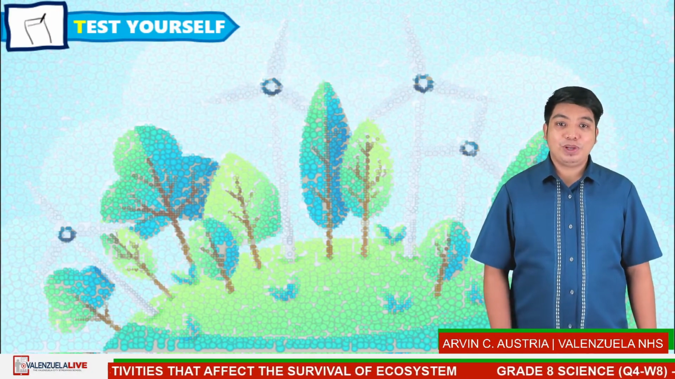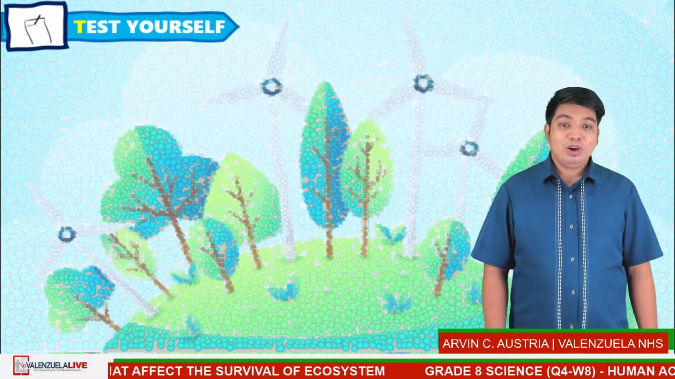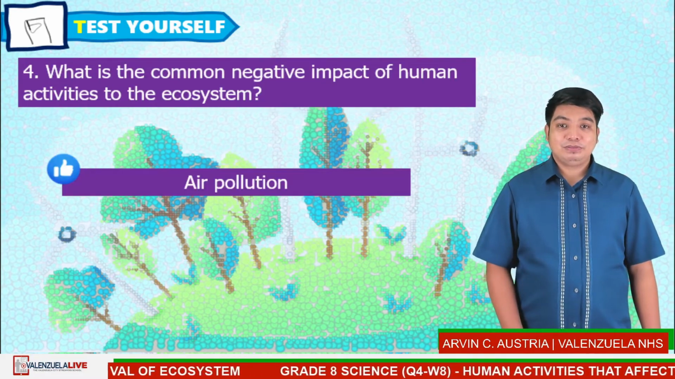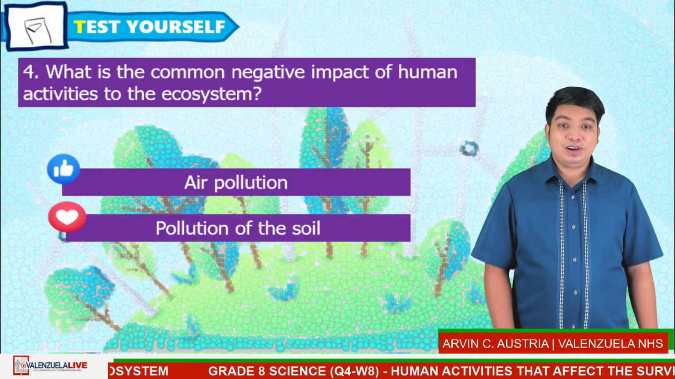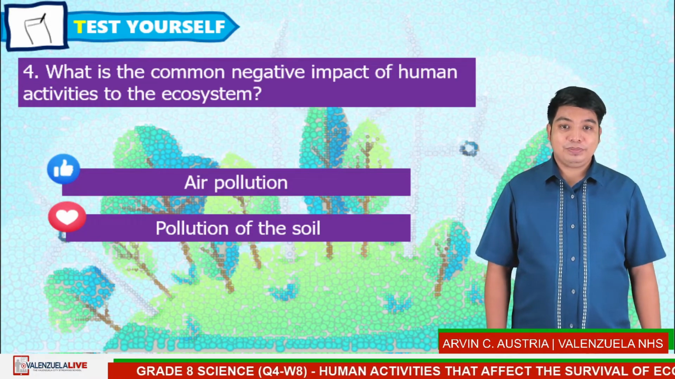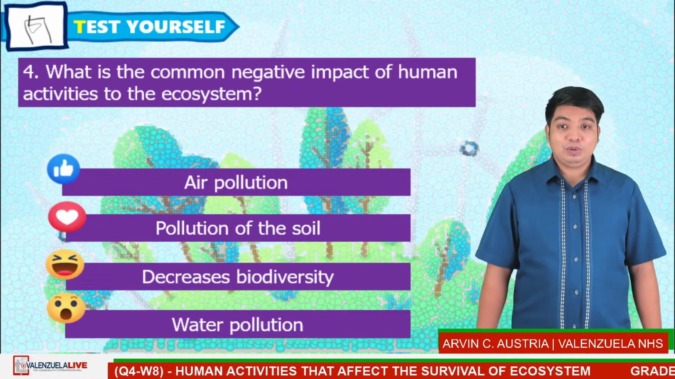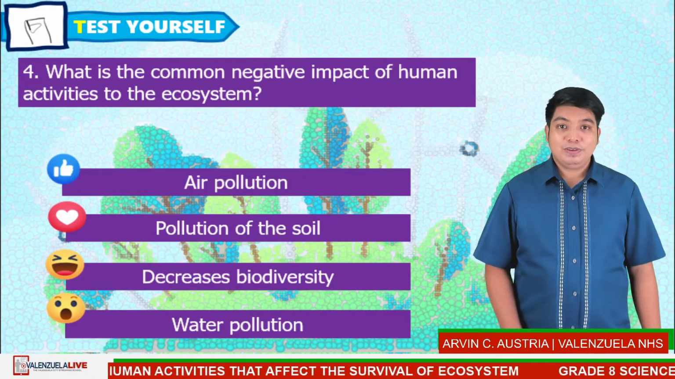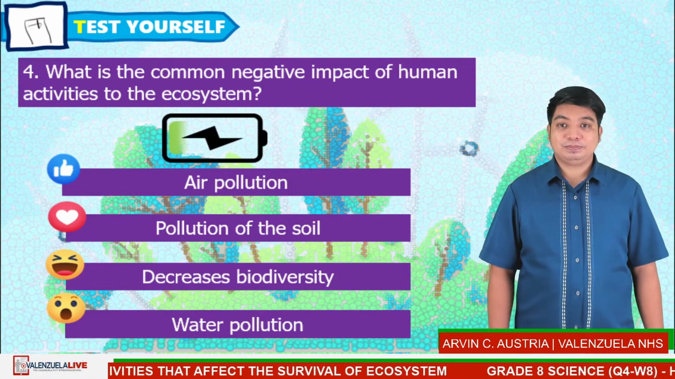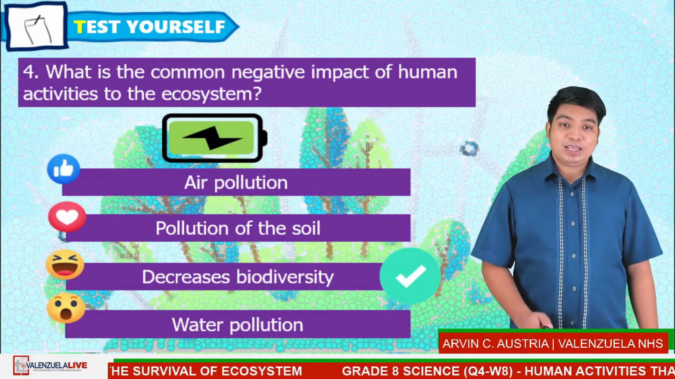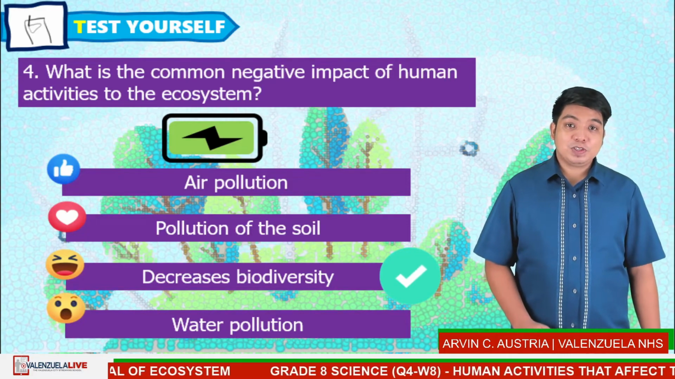Number 4, what is the common negative impact of human activities in the ecosystem? Is it air pollution, pollution of the soil, decreases biodiversity, or water pollution? 5 seconds starts now. The correct answer is it decreases biodiversity.